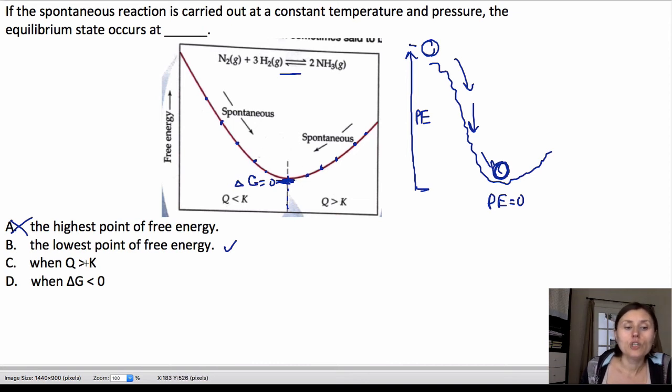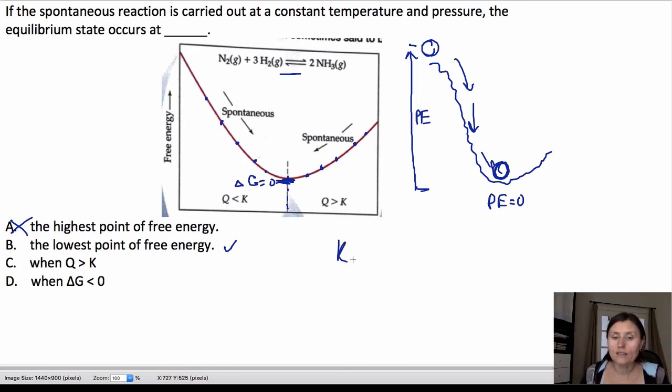Now, next thing is when Q is more than K. K is the equilibrium constant, where the reaction balances out, right here. And then Q is at any point of the reaction. Q is kind of like the extent of the reaction, where the reaction is. The reaction can be right here with the reactants just starting to react. The reaction could be over here. So this all would be Q. This is K, this is the equilibrium. And again, this is all Q.